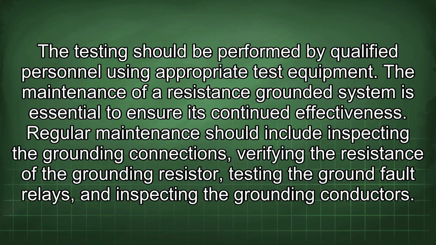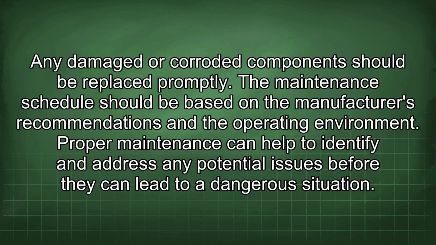The maintenance of a resistance-grounded system is essential to ensure its continued effectiveness. Regular maintenance should include inspecting the grounding connections, verifying the resistance of the grounding resistor, testing the ground fault relays, and inspecting the grounding conductors. Any damaged or corroded component should be replaced promptly. The maintenance schedule should be based on the manufacturer's recommendations and the operating environment. Proper maintenance can help to identify and address any potential issues before they can lead to a dangerous situation.